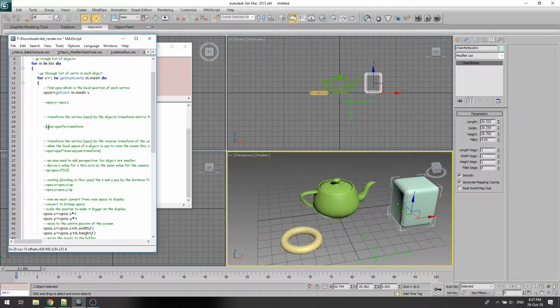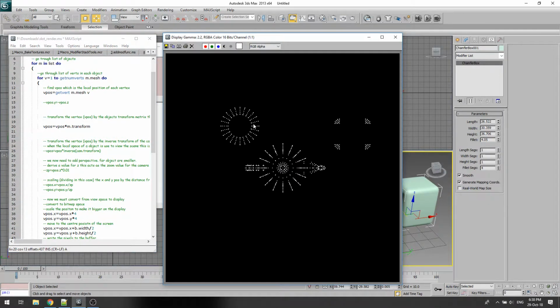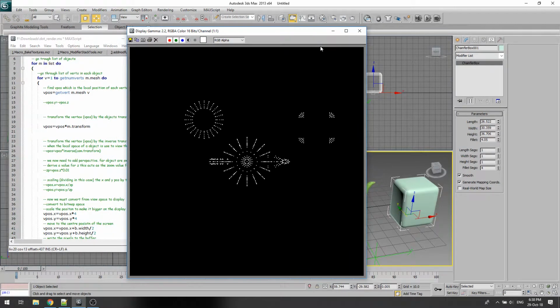What we have here is some code where we're getting the vertex from the mesh, and then we're going to multiply it by that object's transform, in other words the matrix. And now you can see that when I multiply the verts by the matrix, the objects are now in world space. Our teapot is still at the origin because it's at the origin in world space, but our chamfered box and our torus are both in the correct position in world space.